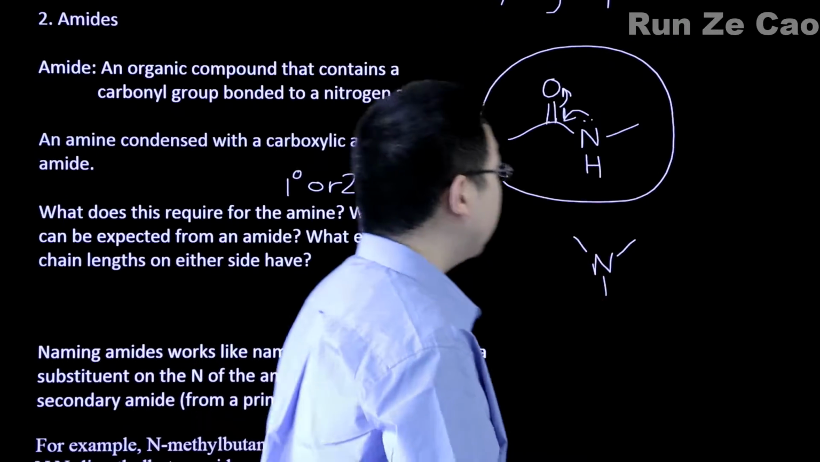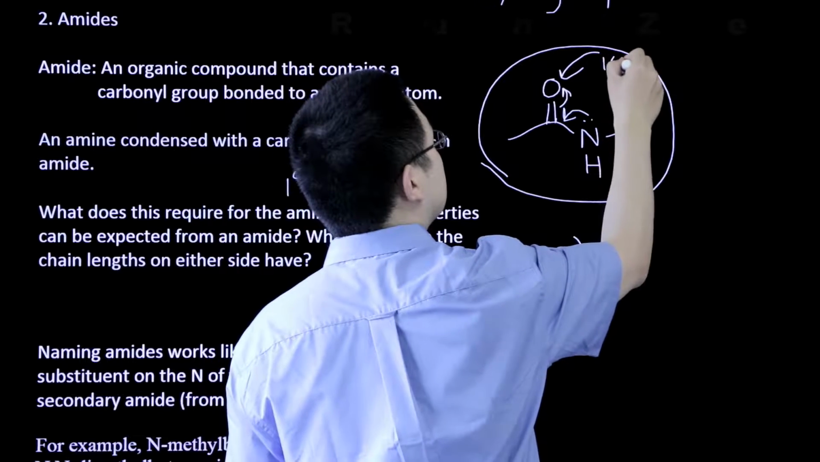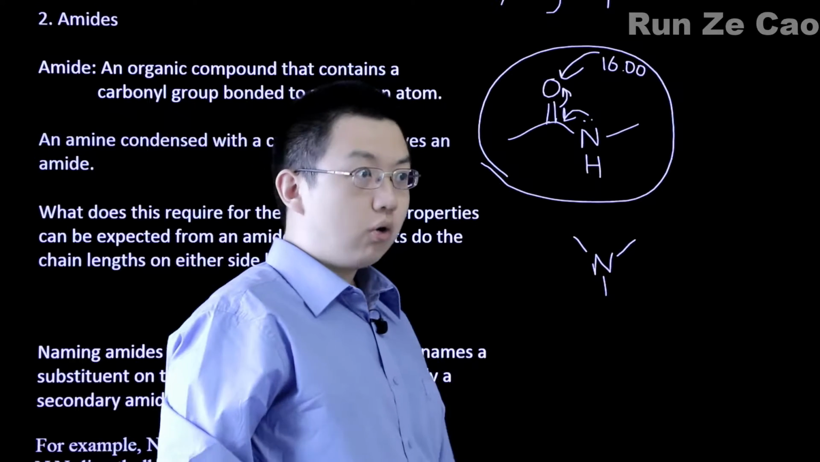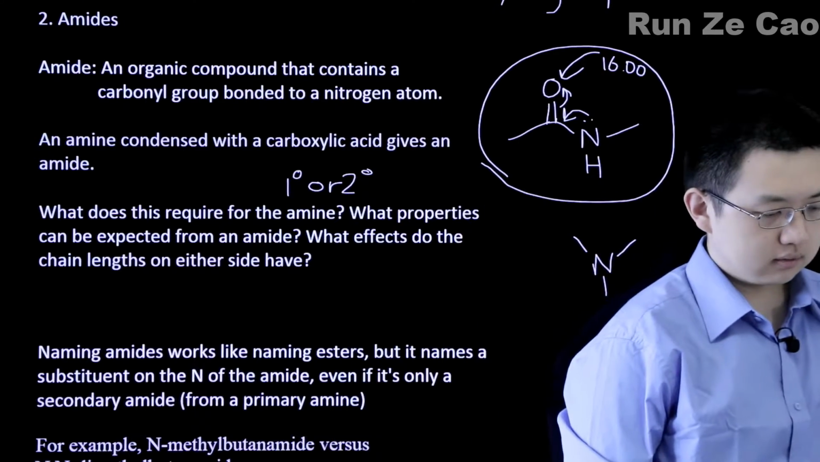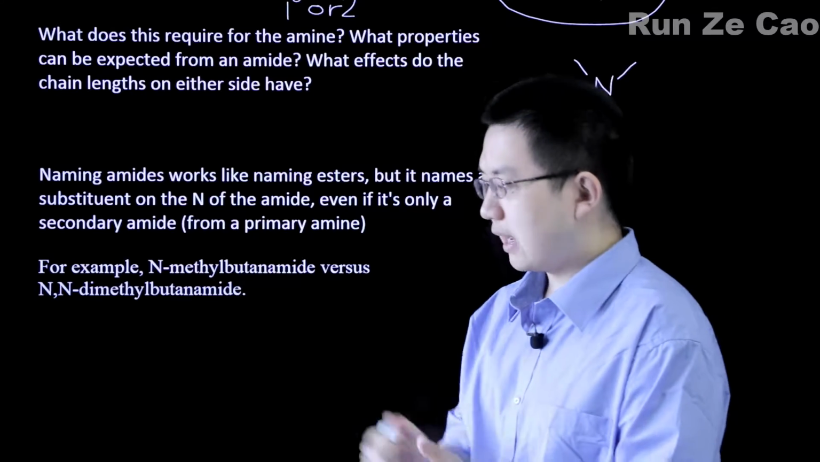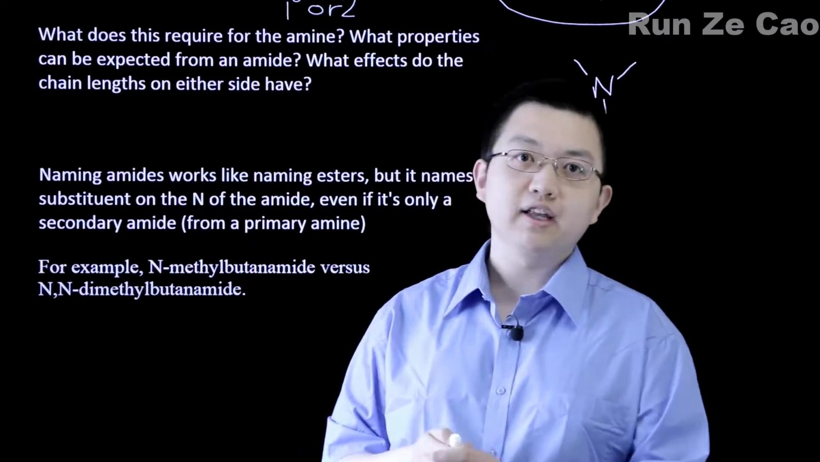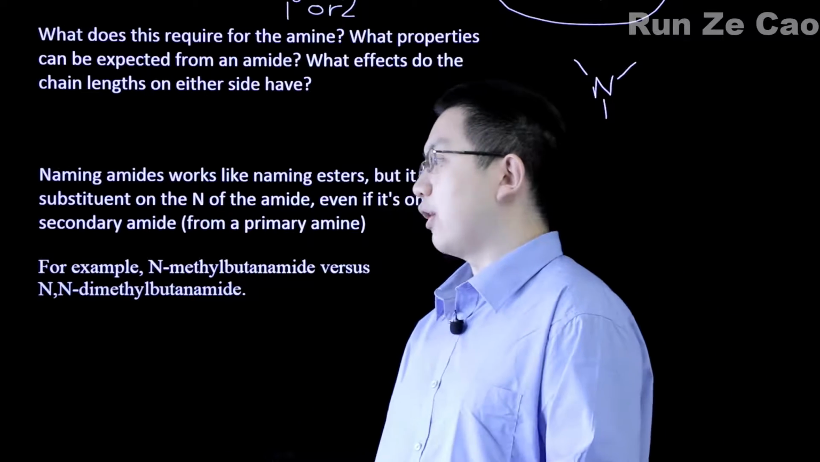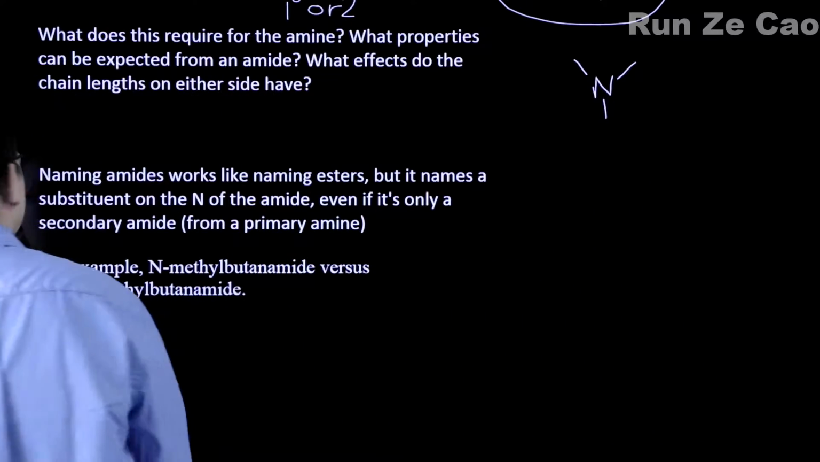Why? Because we know that oxygen is 16.00, whereas CH2 is only about 14.03. Now, as the chain length increases, the solubility in water decreases, and the solubility in organic solvents, i.e., say, alkanes, increases. Now, what else can we think of?